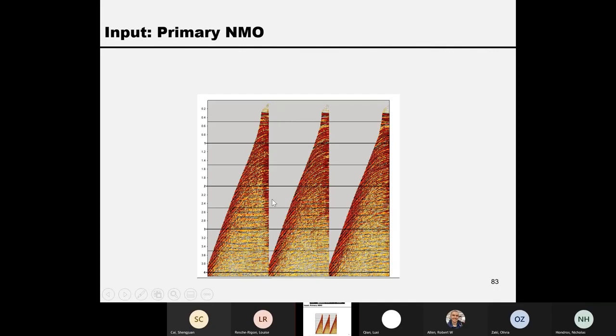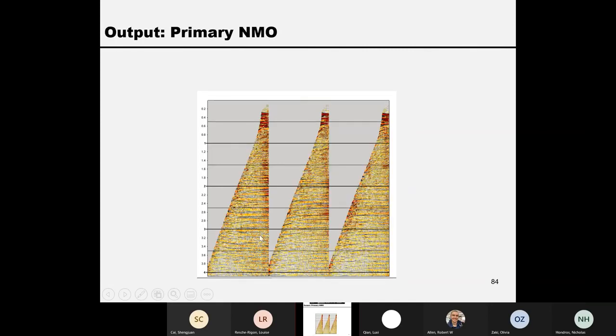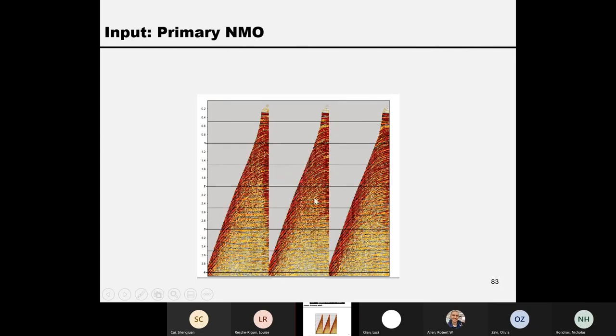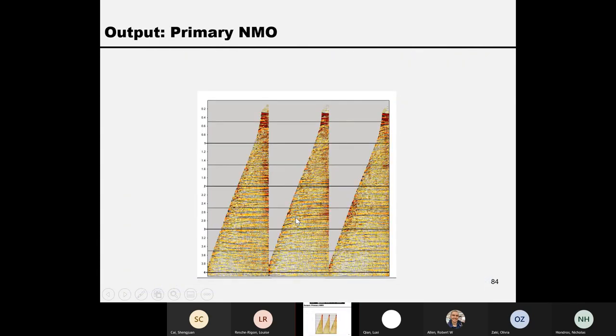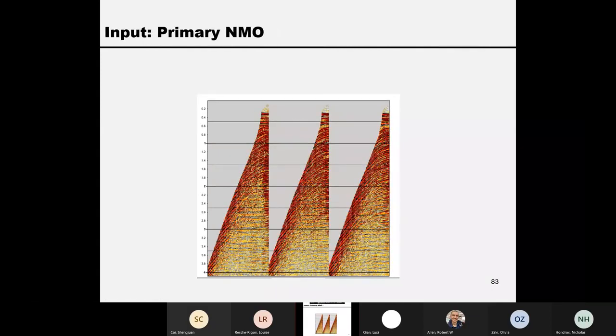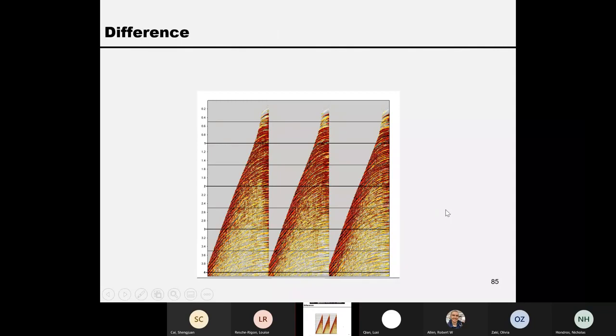That's the input after NMO, of course. Only after NMO does your hyperbolic curve become parabolic, right? And then you can use parabolic Radon. So that's after NMO. And the output, you can see all becomes flat here, and all these multiples are gone. And you can see the difference. Those are the multiples. Even for the near offset, multiples are also removed.